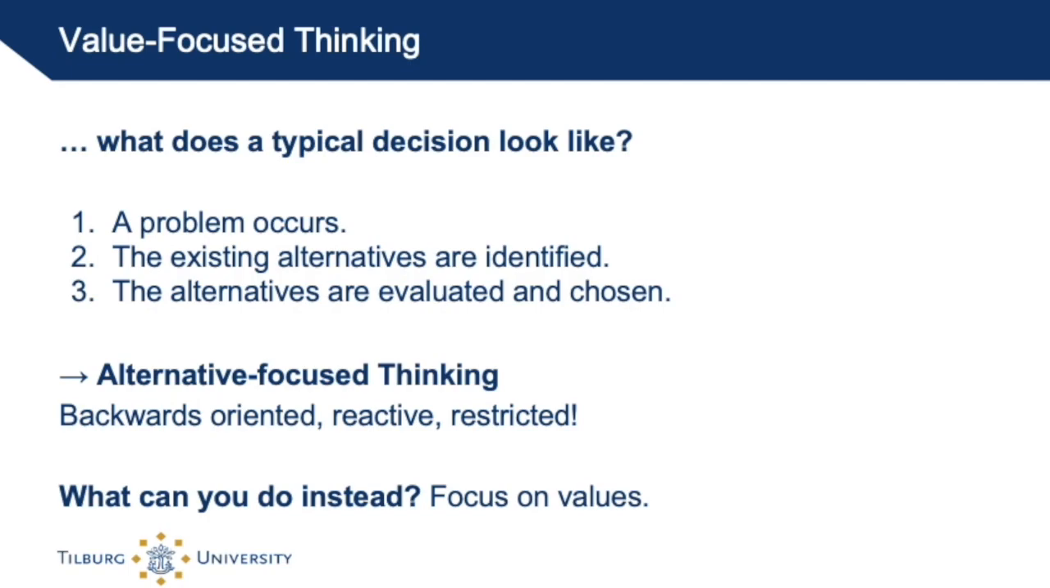So value-focused thinking gets started with the question of what a typical decision looks like. A typical decision works like this. First, a problem occurs. Then we identify the existing alternatives, and only then do we evaluate the alternatives and make a choice. So we would call this alternative-focused thinking. It's basically backwards oriented, it's reactive, and it's kind of restricted, right? Because instead of doing what you think is important to yourself, you're just kind of reacting to what the environment is throwing at you. So what can you do instead? You can focus on values and try to be proactive in the way that you are thinking, such that when a problem occurs, it doesn't surprise you.